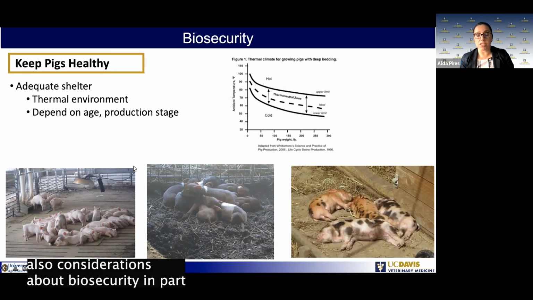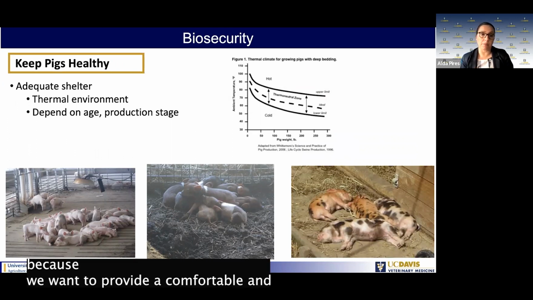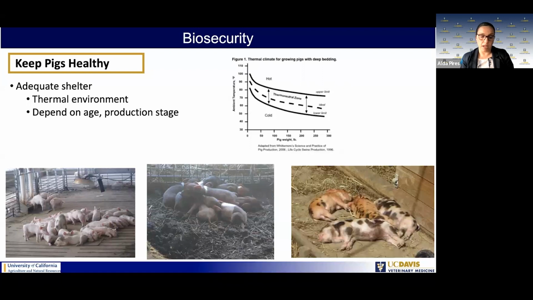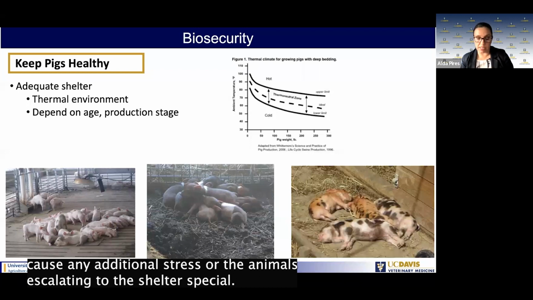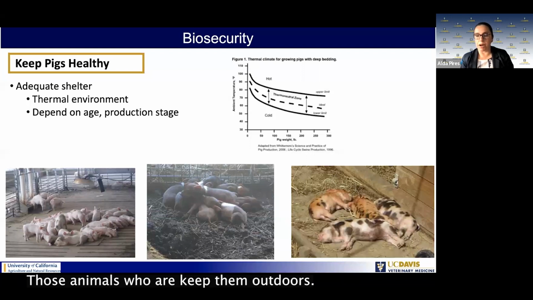Also, some considerations about biosecurity, in part because we want to provide comfort and we're concerned about the welfare of the animals and don't want to cause any additional stress on the animals, relate to the shelter, especially for those animals who are kept outdoors.